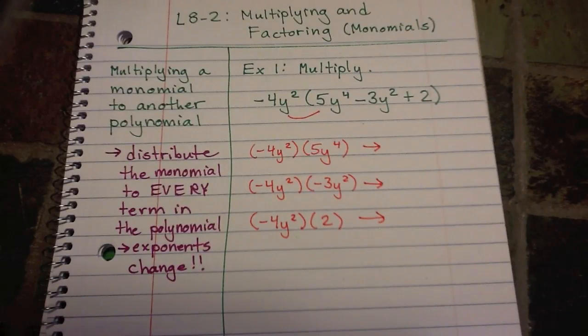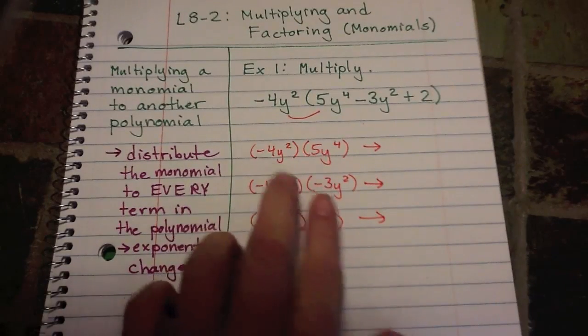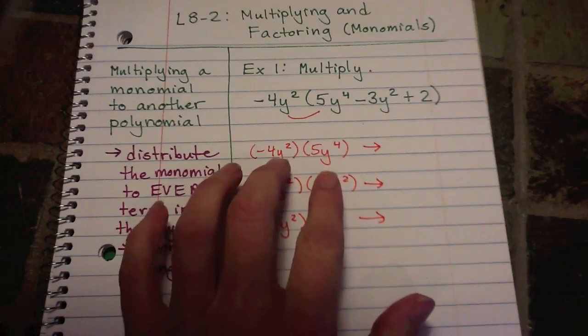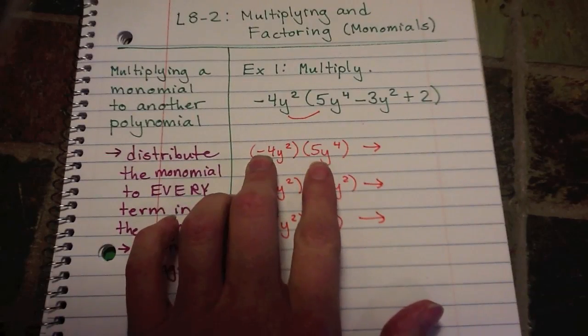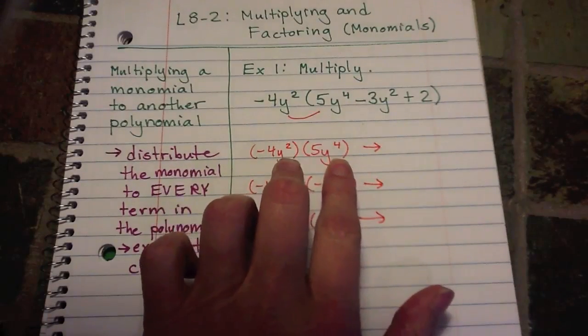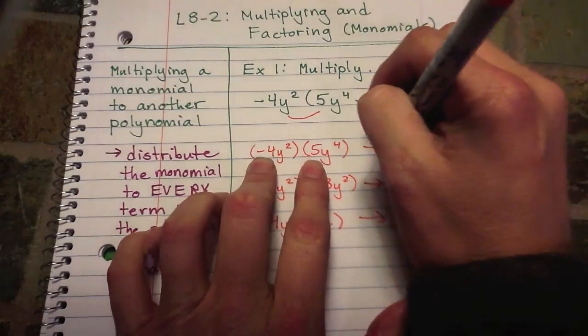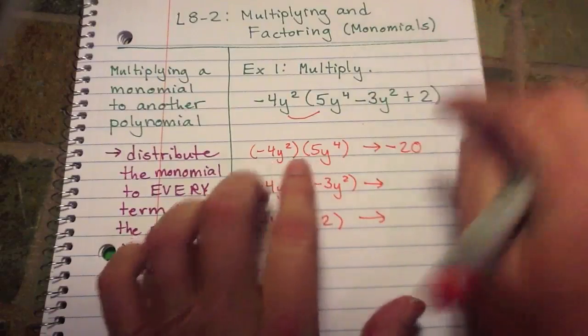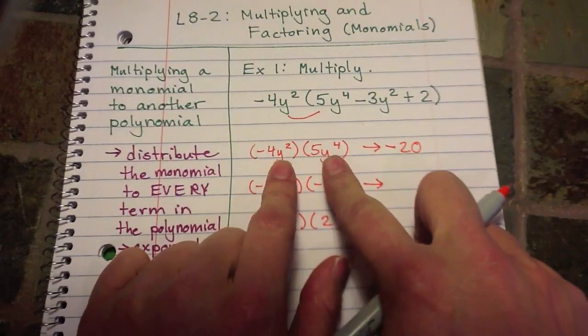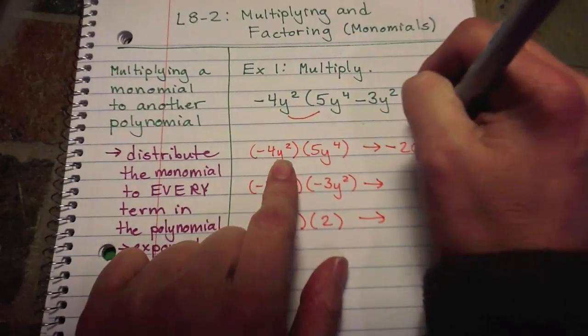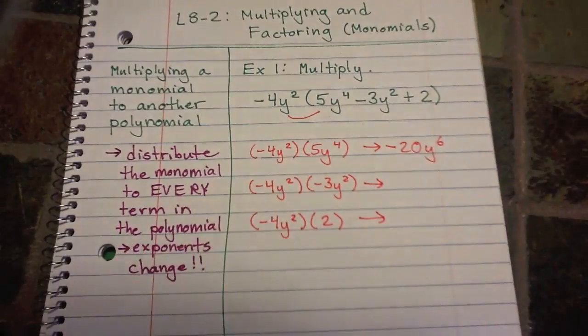So we have a negative 4 times 5. Remember, monomial times a monomial. All you're going to do is multiply the numbers and then add up like exponents. So negative 4 times 5 is a negative 20. And then we have a like base, y squared and y to the 4th, so we have a total of y to the 6th. So that's going to be your first term.